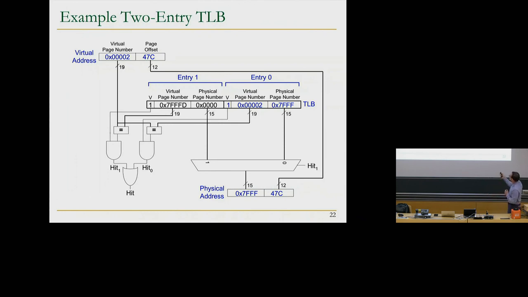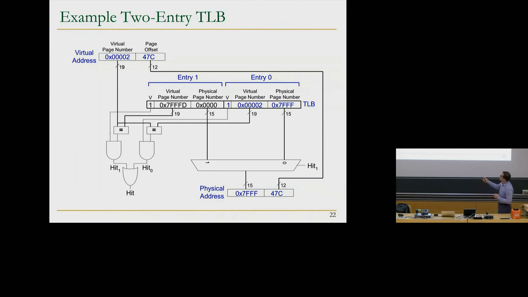So let's take a look at it. In this case, the TLB has 2 entries, and both of them are valid. One entry is for the translation for the virtual page number that's specified by this, 7FFFD, and it happens that it maps to physical page number 0. The second entry is for virtual page number 2, and it happens that it maps to 7FFF, which we looked at earlier. And assume that the processor is accessing this virtual address, 247C.